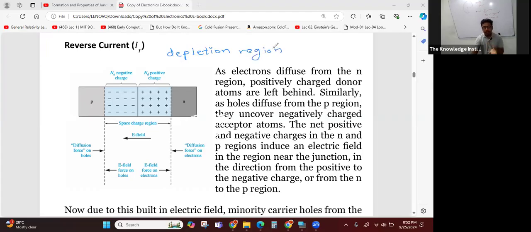Depleted means it's no longer there. For example, if dust is there, you can clean it and there is no more dust. Likewise, depleted means completely depleted of mobile charge carriers. So in that region, there are no mobile charge carriers. So it is called the depletion region, or we can call it the space charge region. There are two names: depleted region or space charge region.